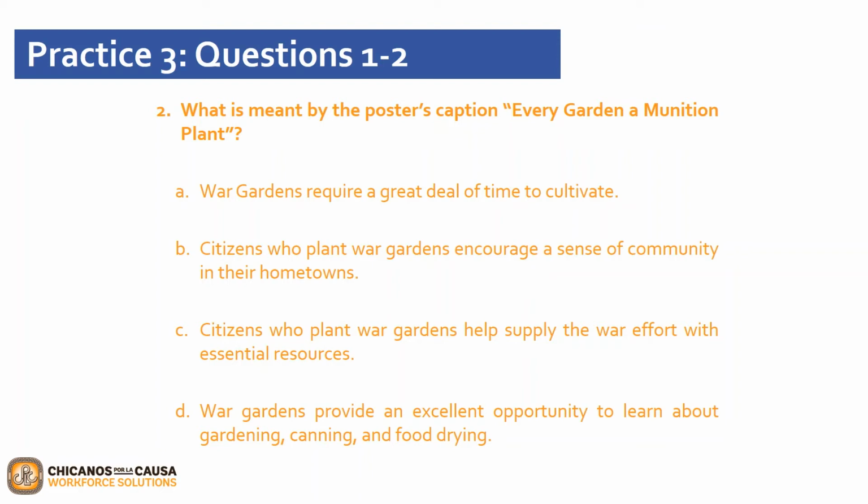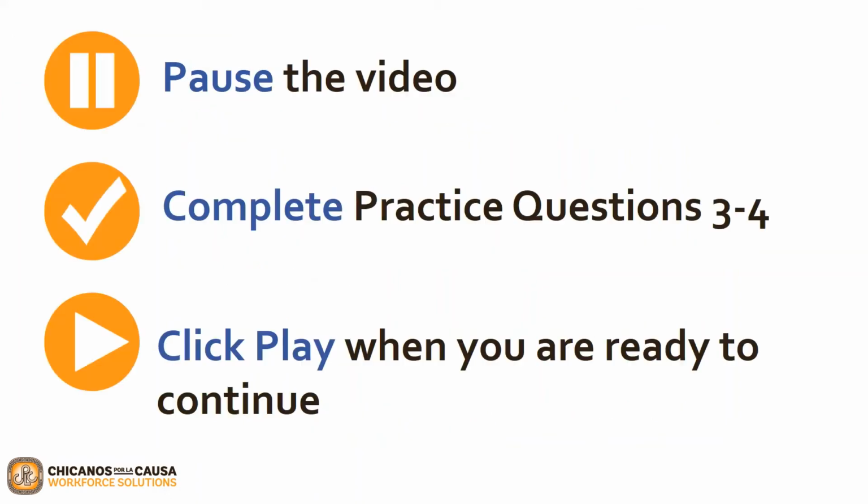If you chose C, citizens who plant war gardens help supply the war effort with essential resources, you are correct. The passage explained that citizens were encouraged to plant their own gardens and self-sustain. Therefore, the government could use its limited resources to feed and equip soldiers, sailors, and airmen. At this time, pause the video, complete practice questions 3 to 4, and click play when you are ready to continue.